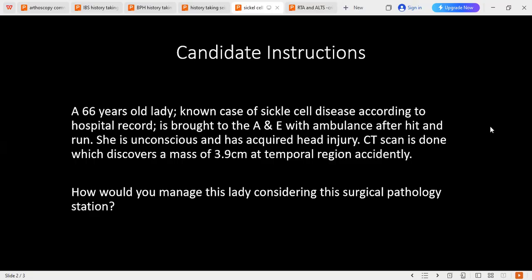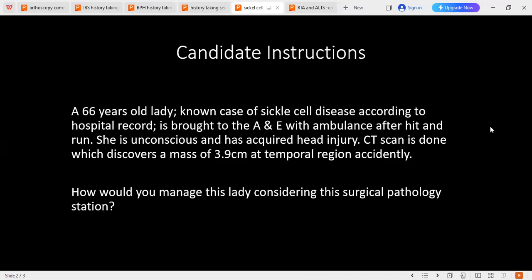Okay, ma'am. If you have read and understood the surgical pathology station, please tell me how you would manage this patient. I will consider this a trauma patient with sickle cell disease and a brain tumor. I will follow the ATLS protocol: airway, breathing, circulation, spine immobilization, mobility of the different organs, and level of consciousness.